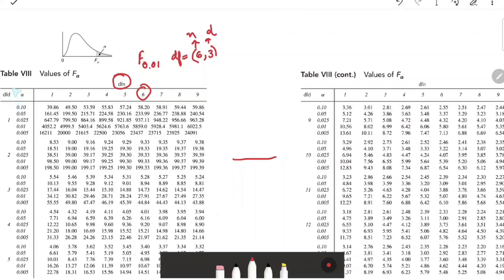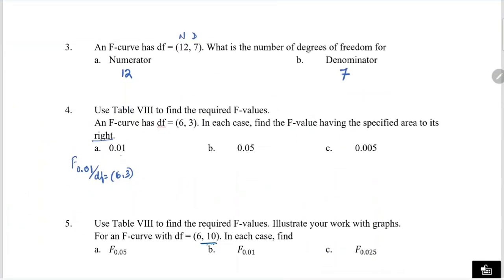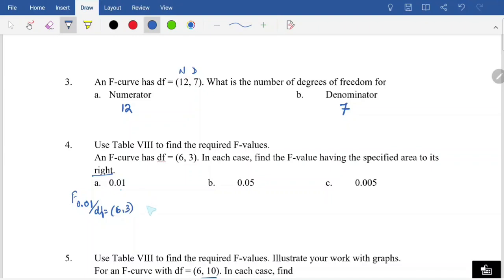The very first column is DFD. That means degrees of freedom denominator. So we have to come down to 3, and then it was F of 0.01. So here we have 0.01, all right, as our alpha value. And what is the intersection of 6 and 3 with 0.01? It's 27.91. So in our worksheet, we are going to write 27.91. Our answer is going to be 27.91.